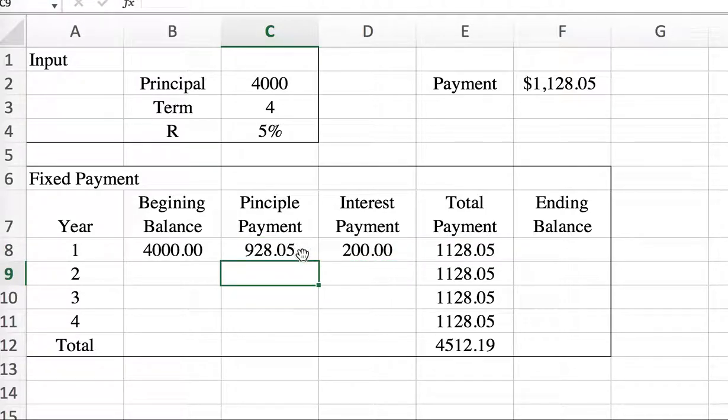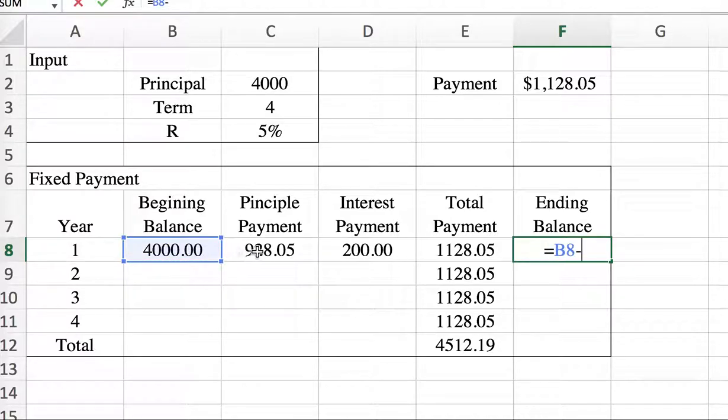So we paid $928 as our principal, and we paid $200 for the interest. Total payment is $1,128. The ending balance would be the beginning balance minus the principal payment. Now remember that interest payment has nothing to do with the beginning balance or ending balance. The balance is all about the principal. So this ending balance will be carried over to the second year as the beginning balance.